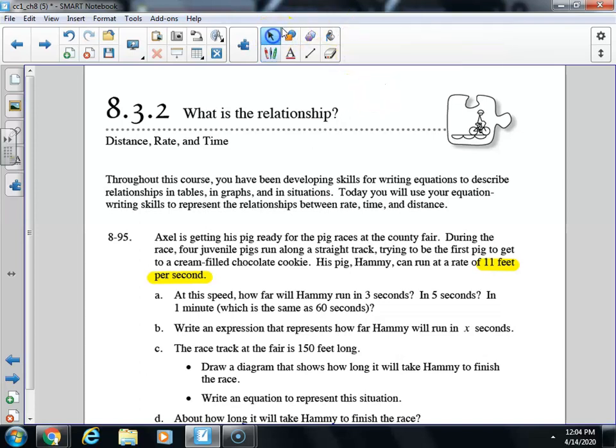Letter A says, at this speed, how far will Hammy run in 3 seconds, in 5 seconds, and in 1 minute, which is 60 seconds. And letter B then says, can we use that information to write an expression to represent how far Hammy will run in X number of seconds, so any unknown number of seconds. So go ahead and pause the video. Take as long as you need. Go ahead and solve A and B, and then we're going to come back and talk you through that problem.